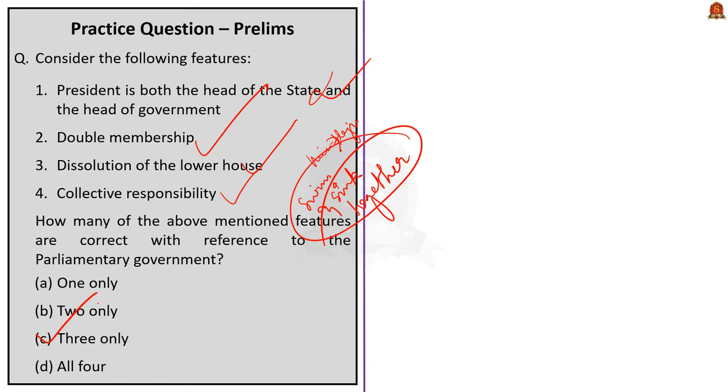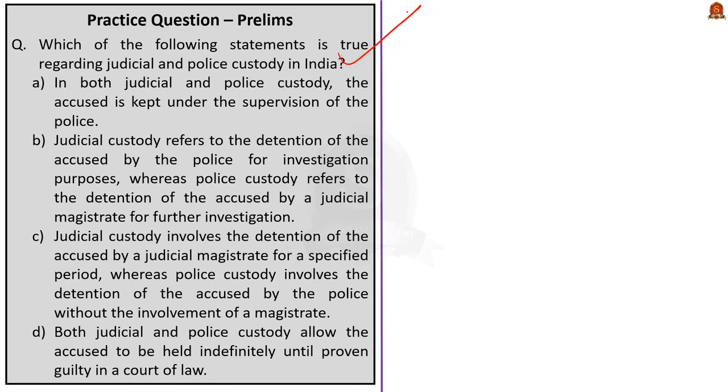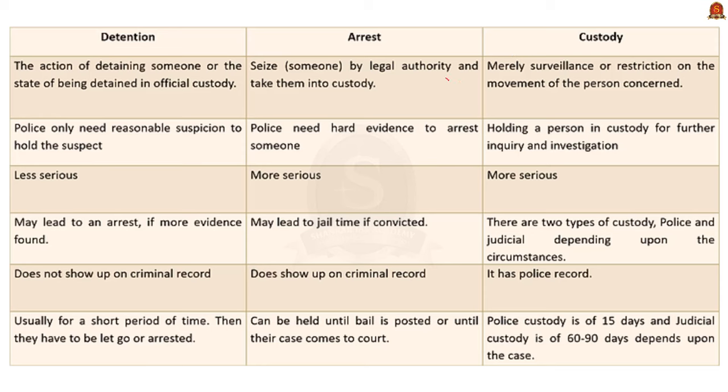First is incorrect. Look at this question about police custody and judicial custody. It is a very important question. Firstly, understand that arrest is different from custody. Arrest means putting restriction on the movement of a person. It can be done by an investigation officer if he or she is satisfied that the arrest is necessary to prevent the person from doing mischiefs.